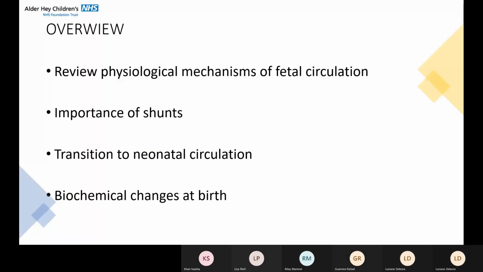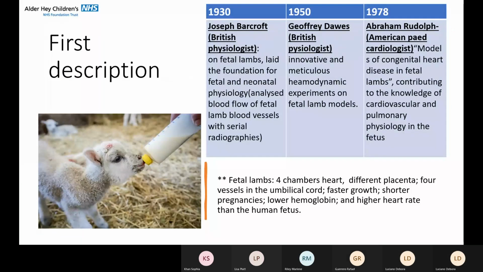Diseases. First of all, going back to history, we know that the first models of experimentation were undertaken in fetal lambs. I think one of the main reasons, reading a little bit, is that they are easier than other animal models to maintain catheters and fetal vasculature. Also, the fetal heart has 4 chambers. It does have a different placenta with 4 different vessels in the umbilical cord, but they do grow faster and have shorter pregnancies.